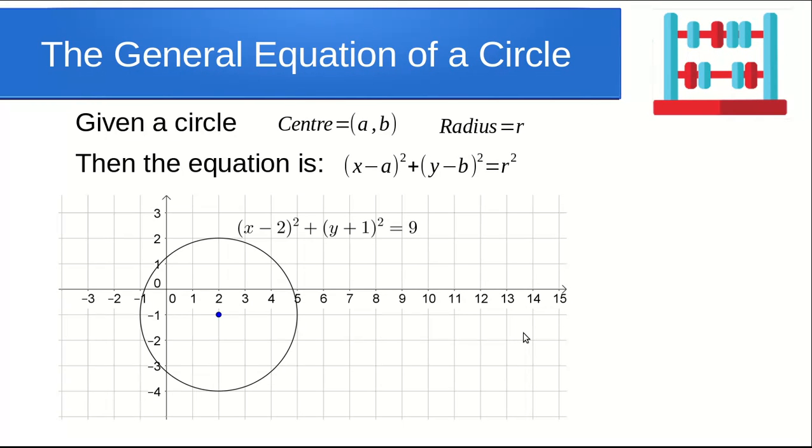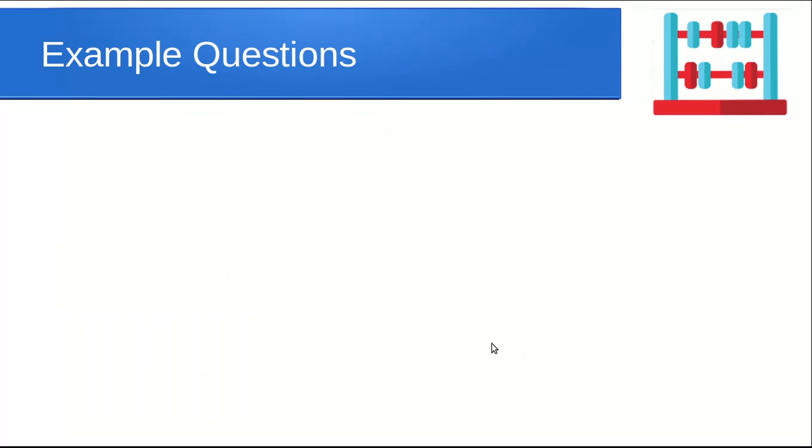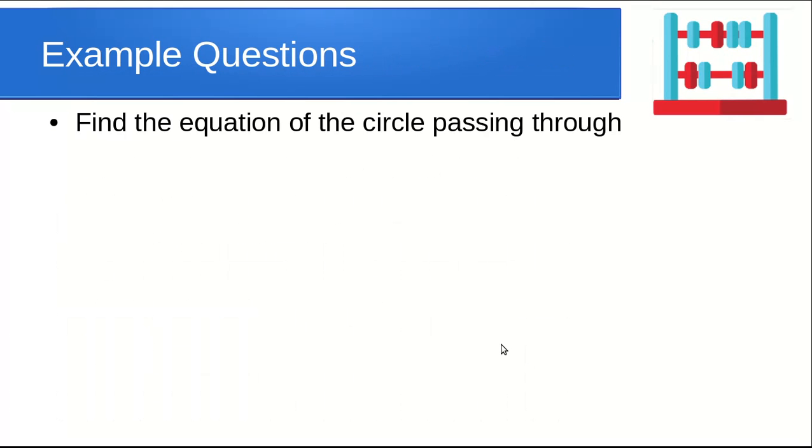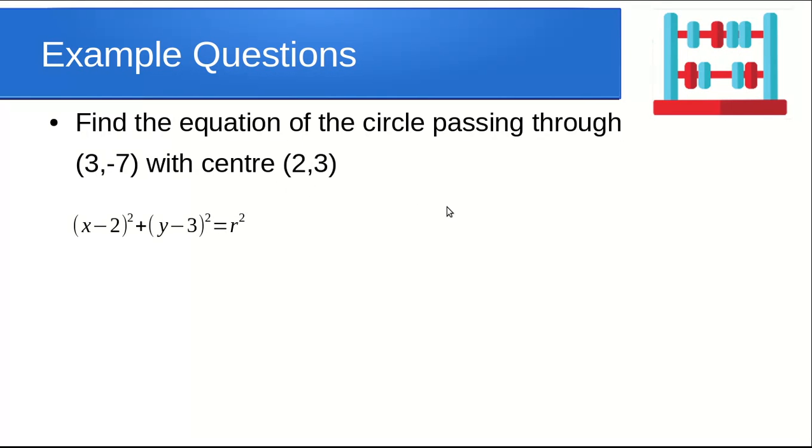Let's look at a few questions now. We're going to take you through 3 examples. Example 1. Let's find the equation of the circle passing through (3, -7) with centre (2, 3). Well, we're given one piece of information here because we're given the centre of the circle. So let's plug that into our general form for the equation of a circle straight away. That becomes (x minus 2) squared plus (y minus 3) squared equals r squared.